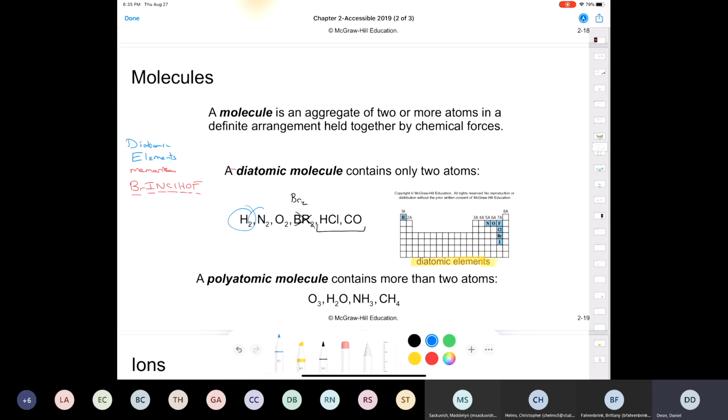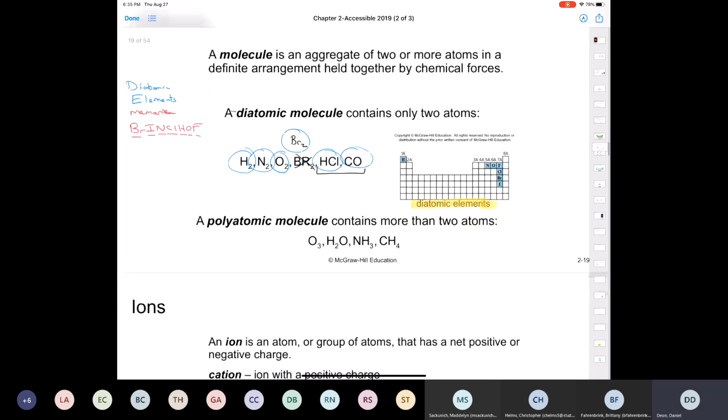Okay. A diatomic molecule is any molecule that has only two atoms. Examples are H2, N2, O2, Br2, HCl, carbon monoxide. We could go on from there. Okay, H2O is a diatomic molecule, right? No, sorry, H2O is not a diatomic molecule. Jeepers, I'm getting tired. Anyhow, a polyatomic molecule is one that contains more than two atoms. Let me think of another example of a diatomic molecule. I2 would be considered a diatomic molecule. Anyhow, a polyatomic molecule contains more than two atoms. Examples are O3, H2O, NH3, CH4.